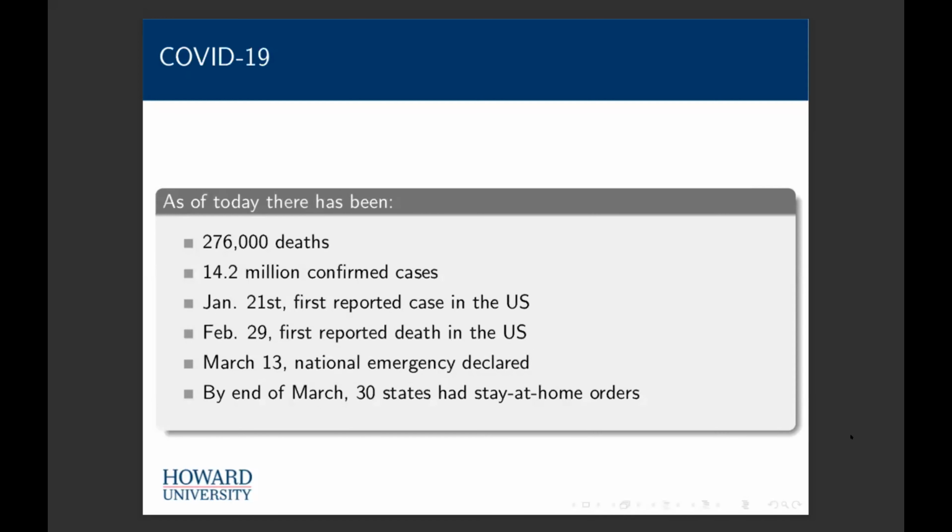So as many of us are aware, as of today, there are 276 deaths in the United States from COVID, 14 million confirmed cases in the US. January 21st marked the first reported case in the US, and about a month later, on February 29th, was the first reported death. There was a national emergency declared on March 13th, and by the end of March, 30 states had stay-at-home orders. We have multiple waves in our survey. The survey wave we're going to focus on is right towards the end of March, when the survey was fielded at the very beginning of April.